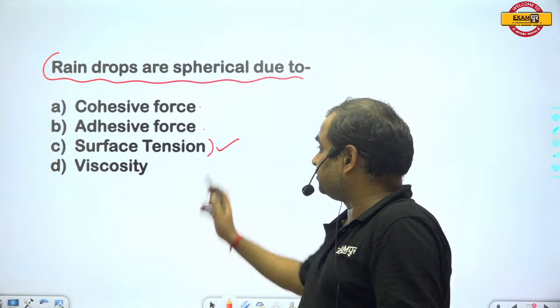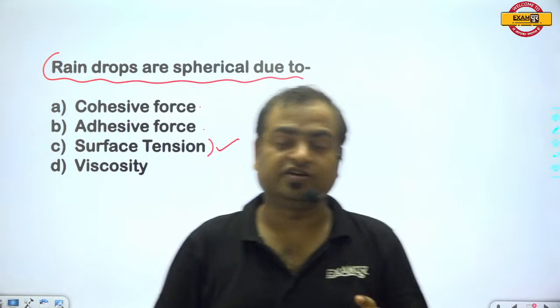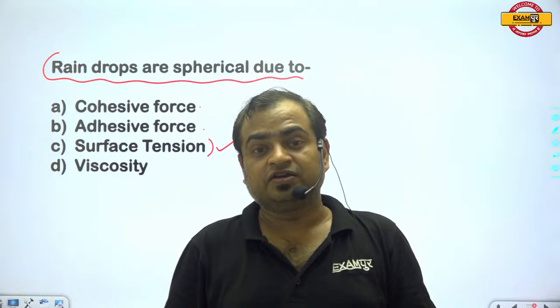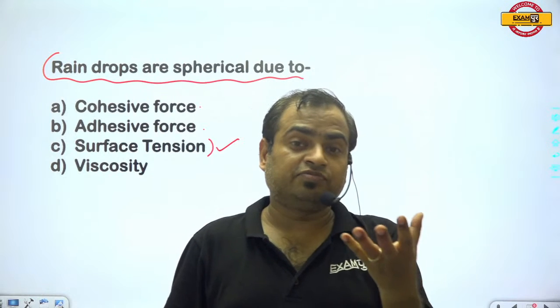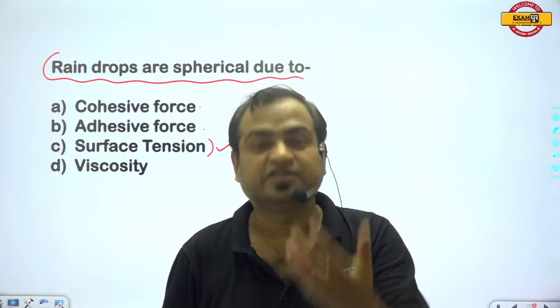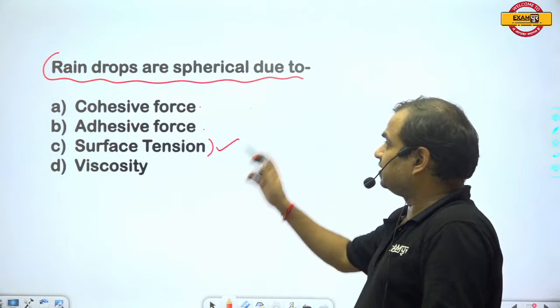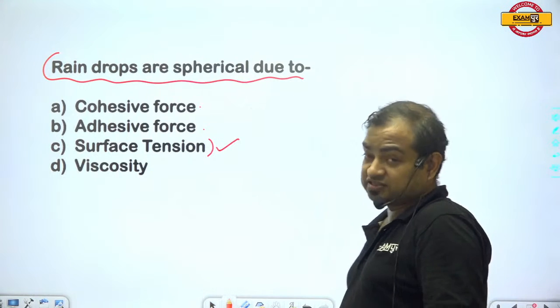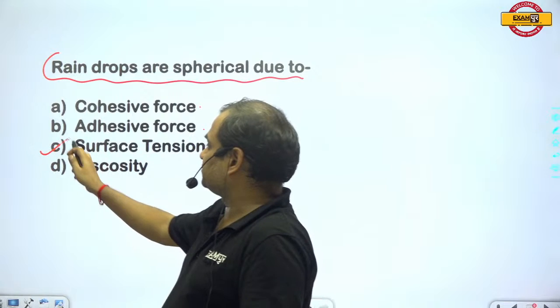And we all know that due to surface tension, every liquid tries to minimize its surface area. If a liquid tries to minimize its surface area, it will become spherical. And this is the reason that raindrops are always spherical in shape, just because of surface tension.